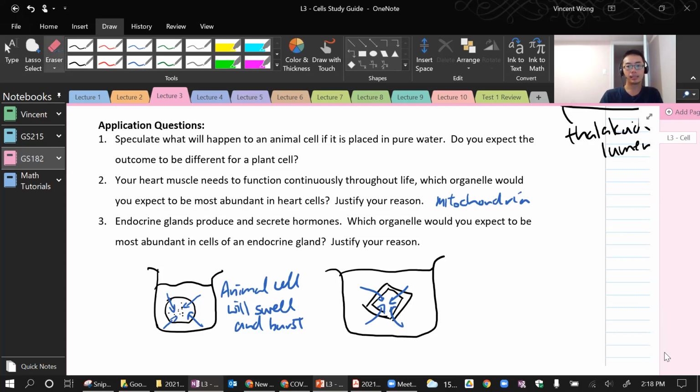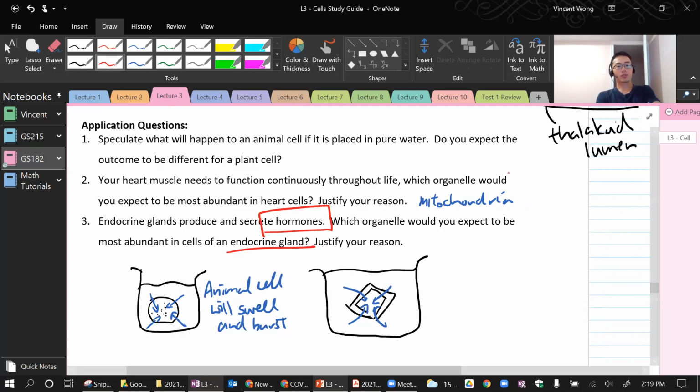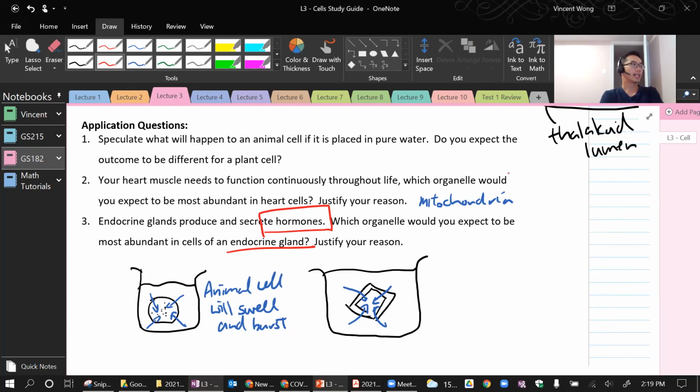Now, the last one is the one that I want to see some answers from you guys. Endocrine glands produce and secrete hormones. Which organelle would you expect to be most abundant in the cell of an endocrine gland? Justify your reason. So go, tell me, what do you think? What organelles would be most abundant and why?